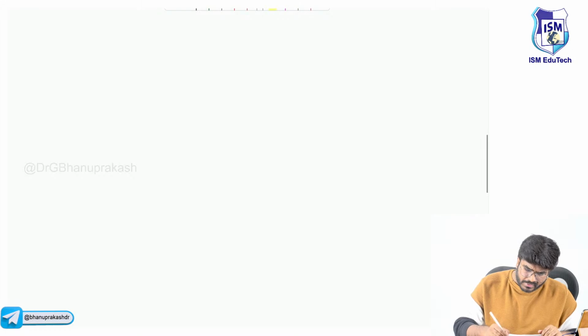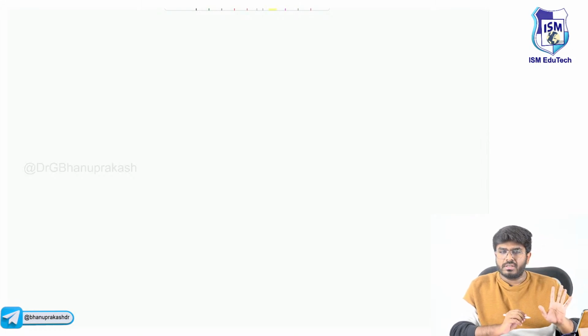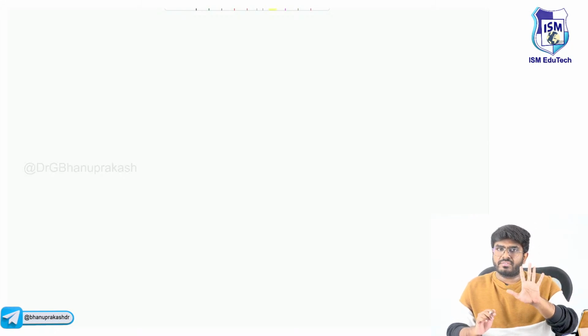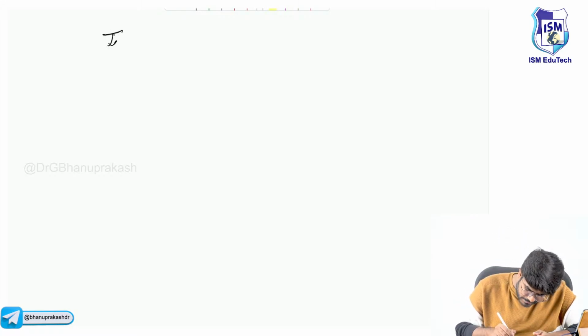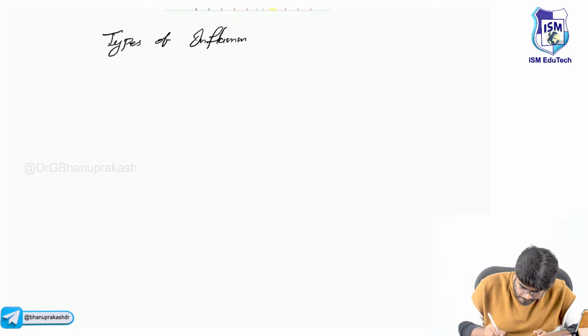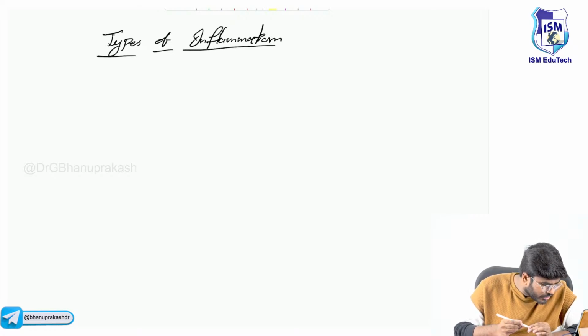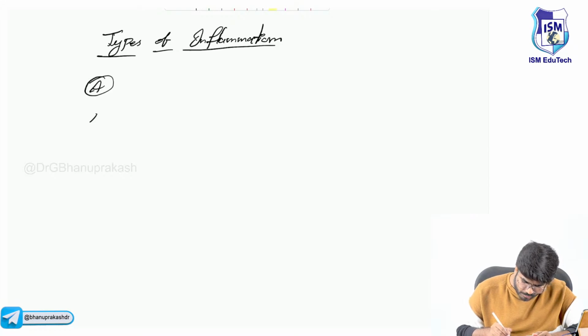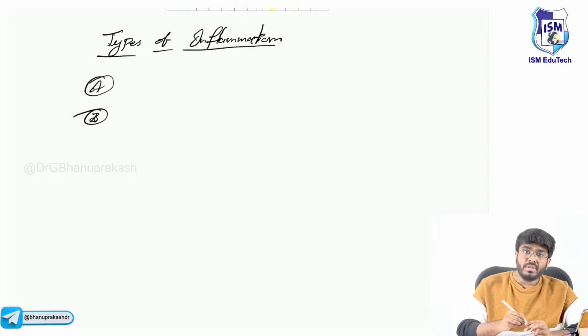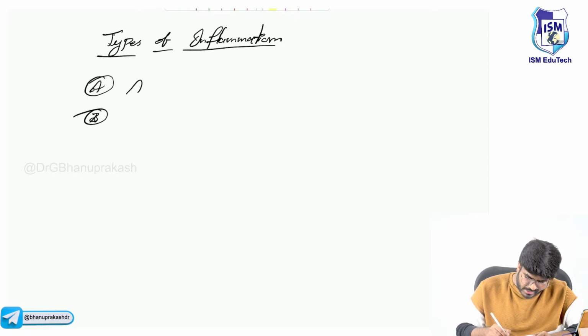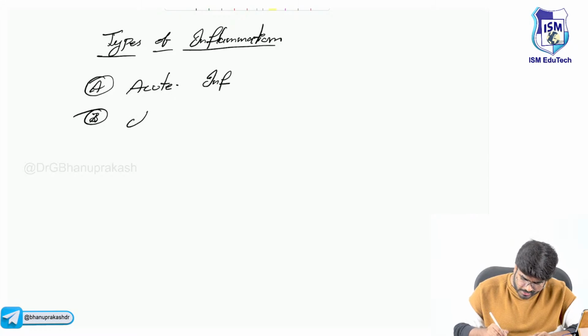Now let's come back to our topic, inflammation, sir. I gave you the definition: it's a response of the tissues towards injury. The five cardinal signs of inflammation I have discussed. Now, types of inflammation. How many types of inflammation do you know? Come on, guys, I hope you are brilliant. How many types? Two types. They are acute inflammation and chronic.